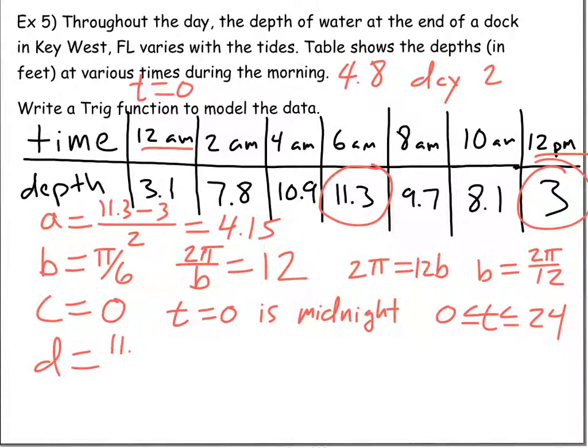D is a really slick one. This is your vertical shift, but again, it's very formula friendly. A max plus min over 2, and you should get that it's about 7.15. Okay?